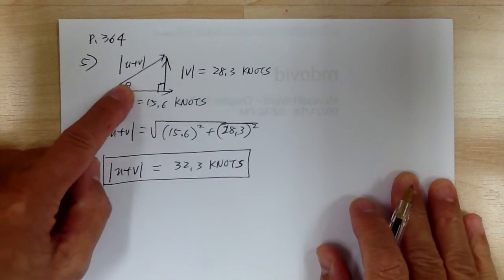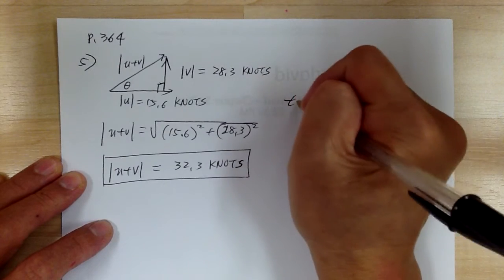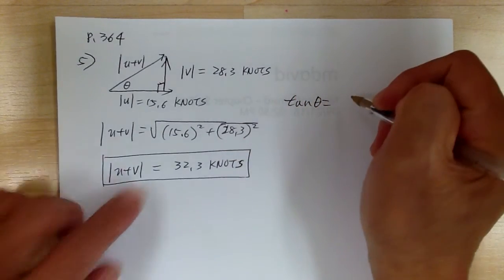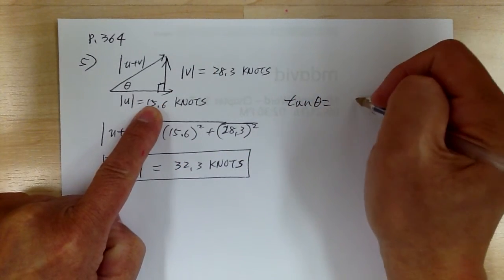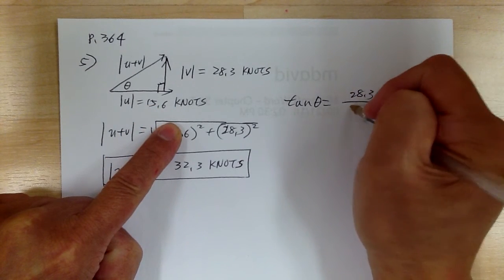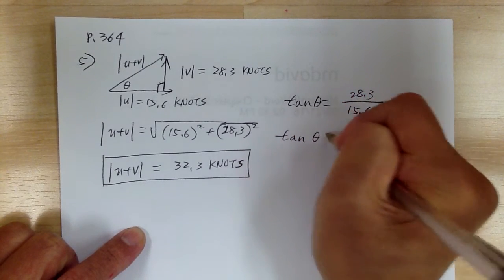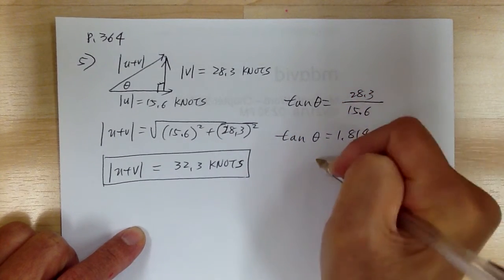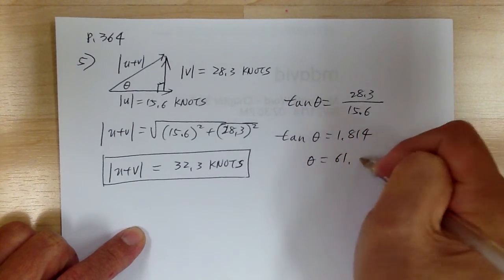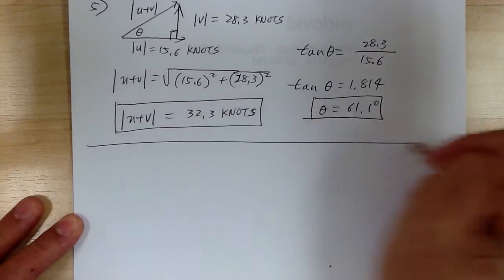Now to figure out angle theta, you can use the tangent. So tangent theta equal to opposite over adjacent, so you're going to get 28.3 divided by 15.6. You get tangent theta equal to 1.814, so theta equal to 61.1 degrees. And that's it. Let's go to number 9.